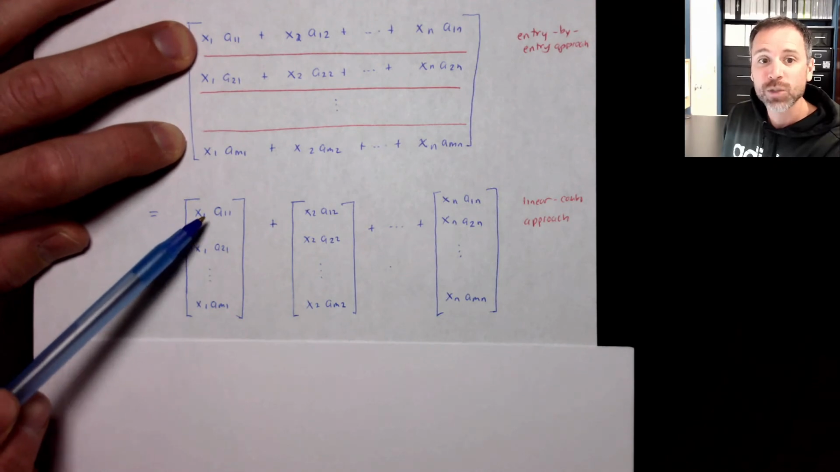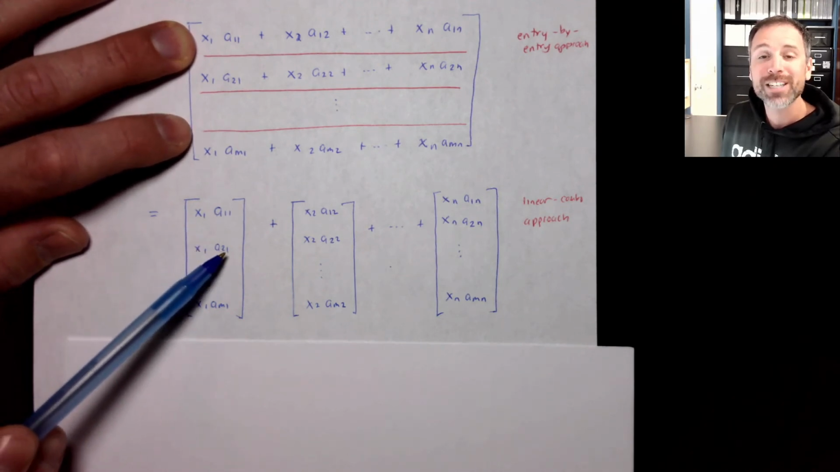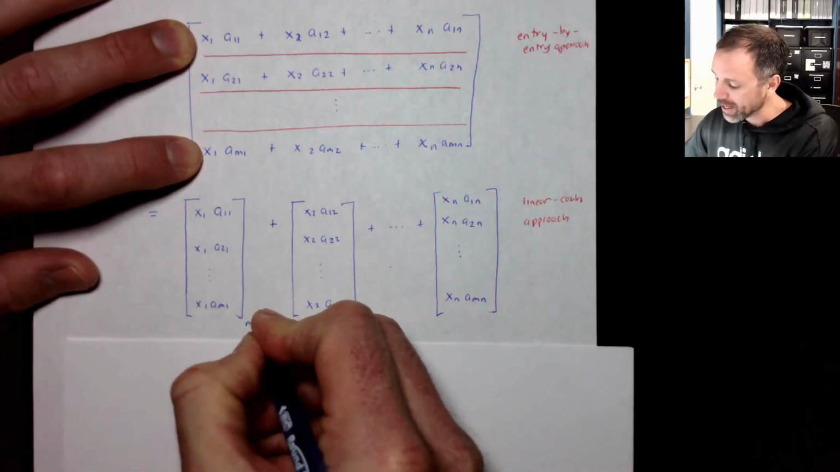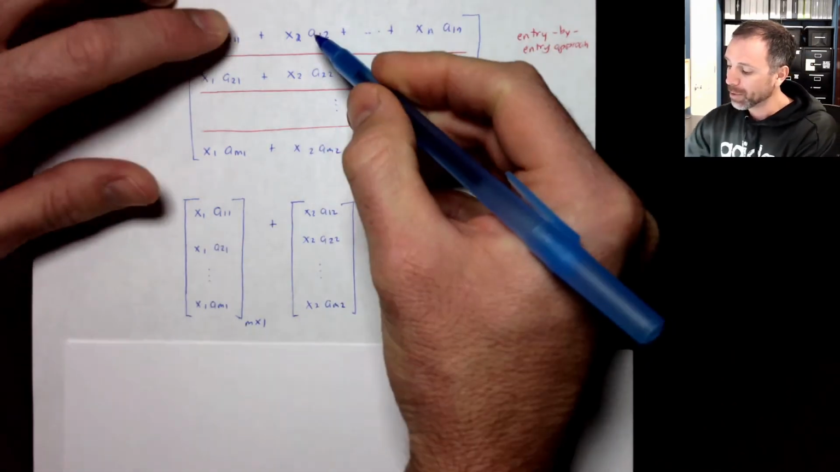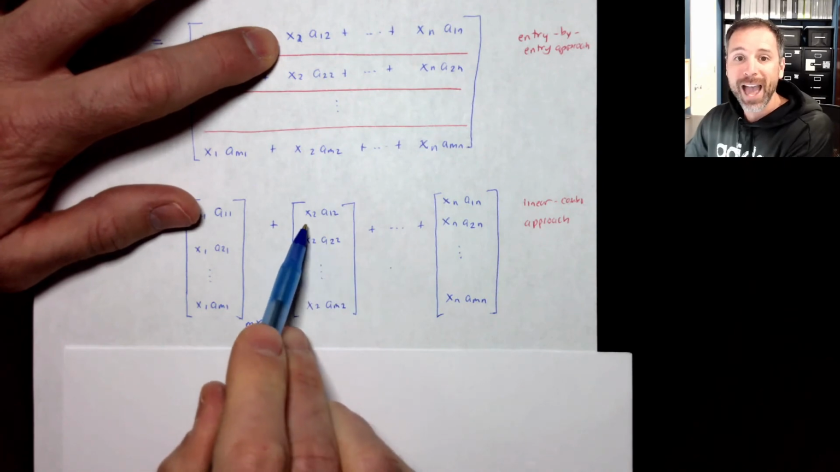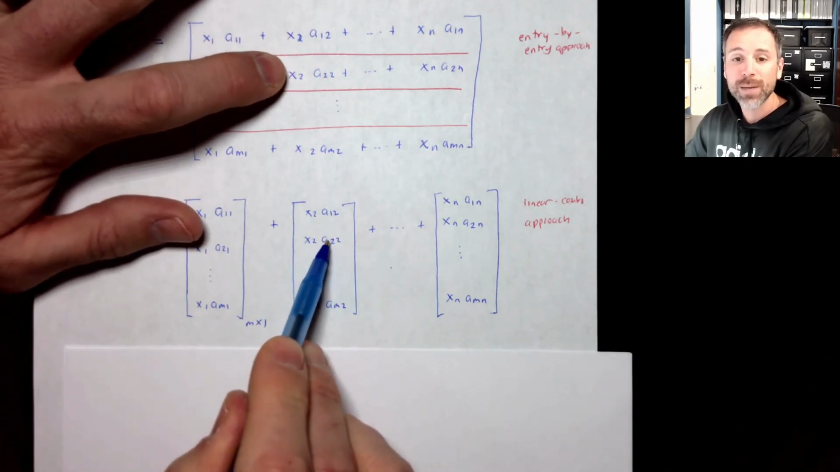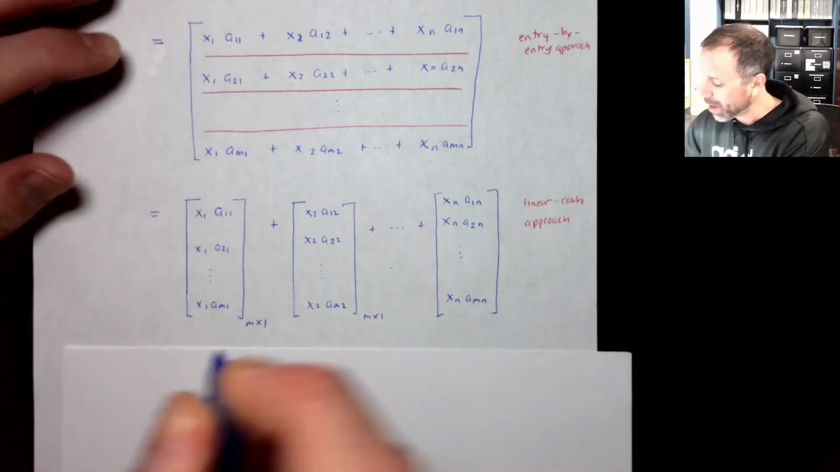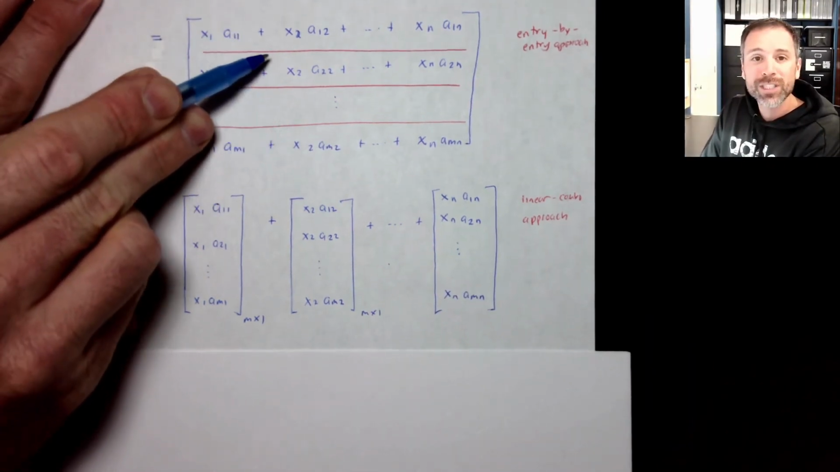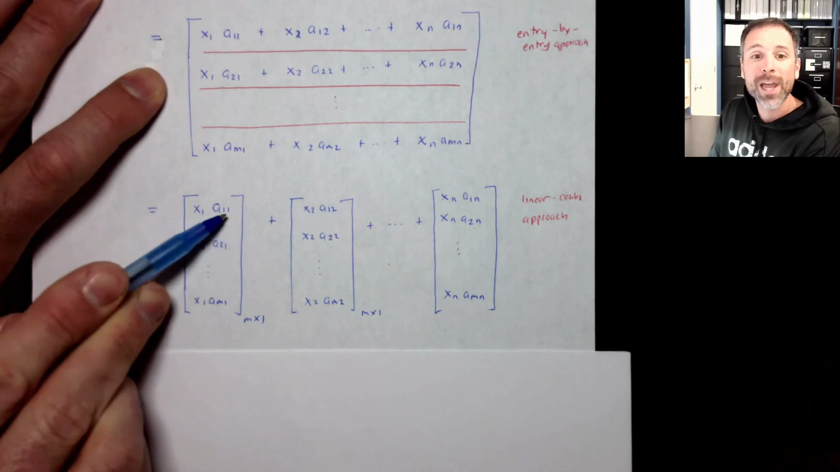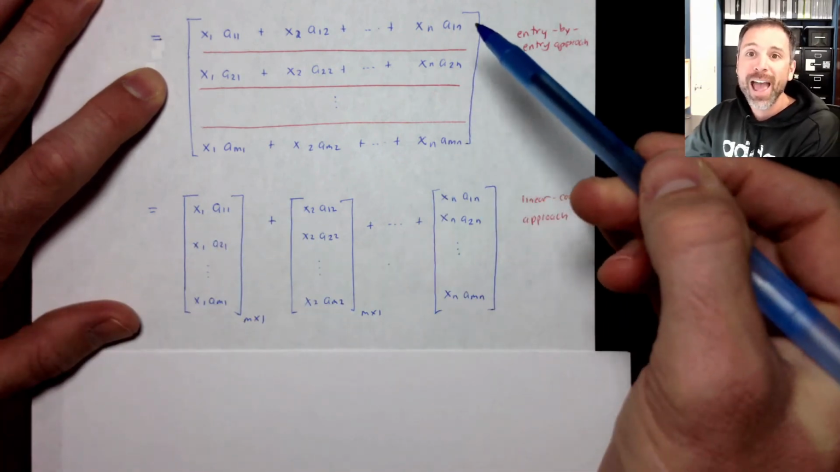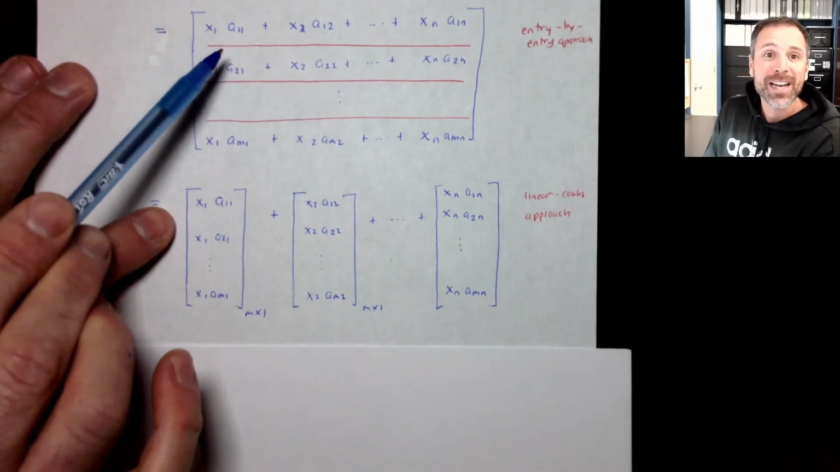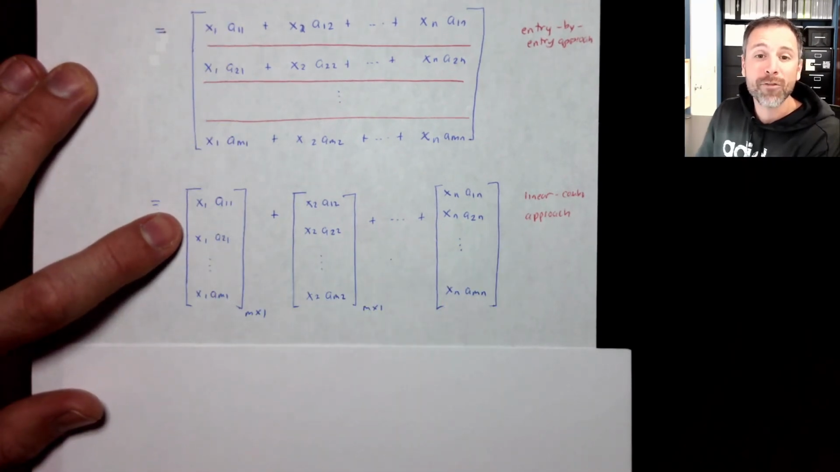Check this out, x1 times a11, x1 times a21, all the way down to x1 times am1. This is an m by 1 vector. Similarly, in the second slot, we have x2 times a12, x2 times a22, all the way down to x2 times am2. Again, this is an m by 1 vector. This individual scalar addition turns into a column vector addition, and we do that all the way down to the nth row, breaking the individual entries into a set of vector additions.